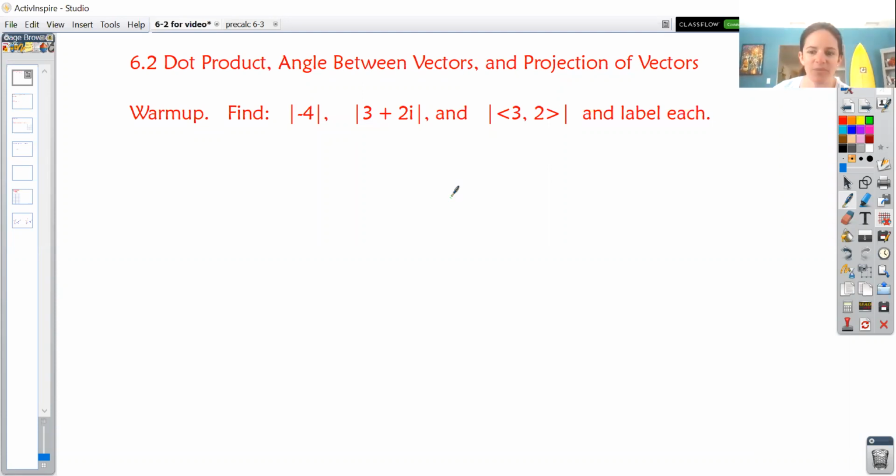We're going to do 6.2 today. This is going to be as painless as possible, and 6.2 is actually a fairly easy lesson. So hopefully this will be nice and short and painless. We're going to learn dot product, angle between vectors, and projection of one vector onto each other today.